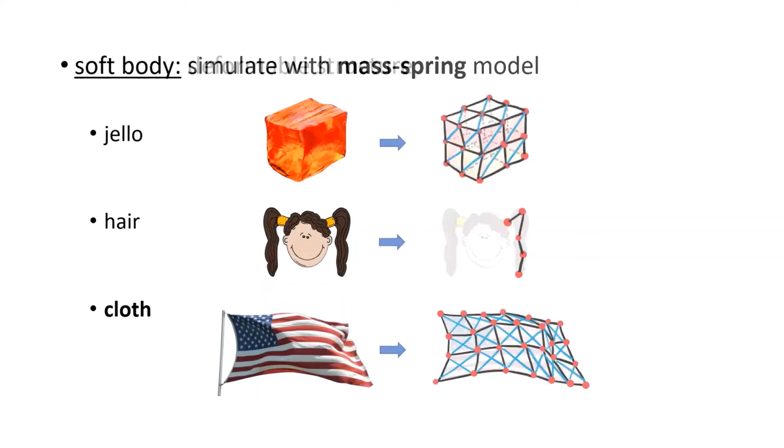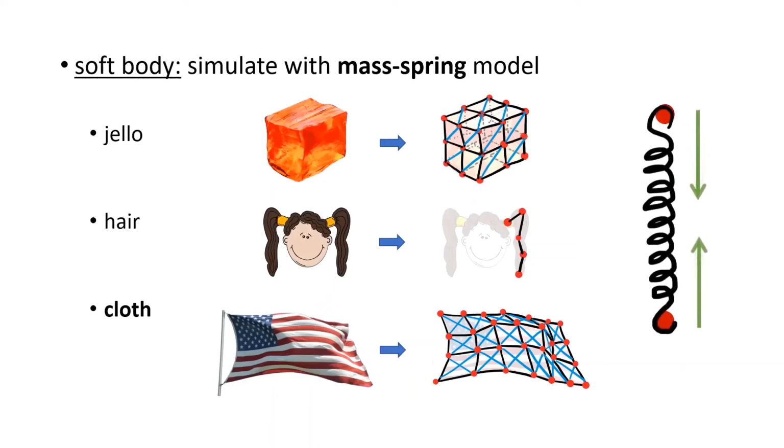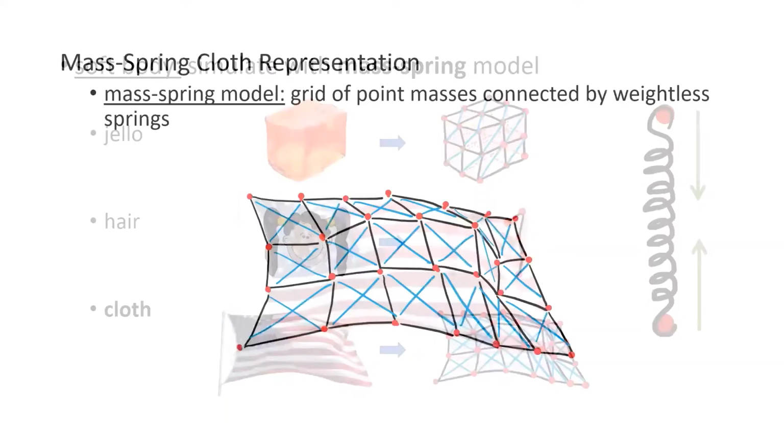Soft body dynamics can be simulated using the mass spring model, where objects are represented by numerous point masses connected by weightless springs. When a force is applied to one point mass, its resulting motion impacts all connected masses, simulating object deformation. The movement for each point mass can be calculated using physics equations governing motion and spring action.